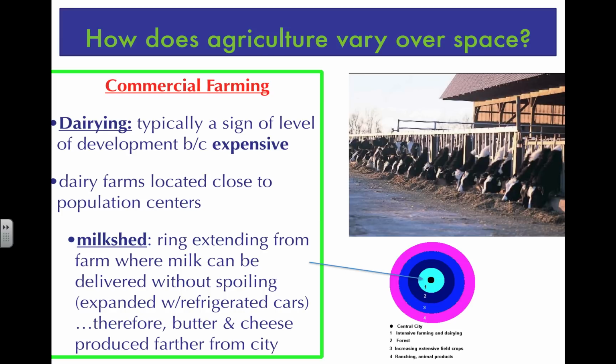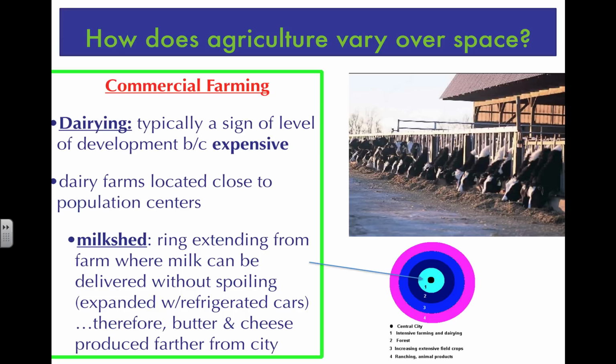Dairying. Dairying is a type of agriculture that is reflective of development, in other words, reflective of a more developed country, because it's an expensive endeavor. The amount of equipment that's required for dairying, and more importantly, the refrigeration that's necessary for dairying to be successful, is also another added expense. So dairy farms, for those reasons, we already talked about this for the Von Thunen model, are located close to the population centers. So it's going to be in one of the first rings of Von Thunen's model.